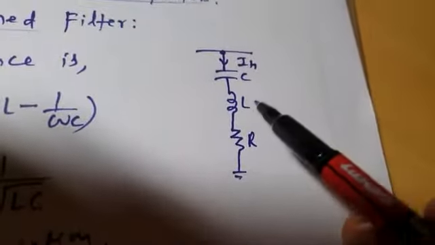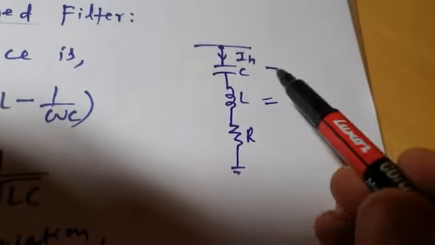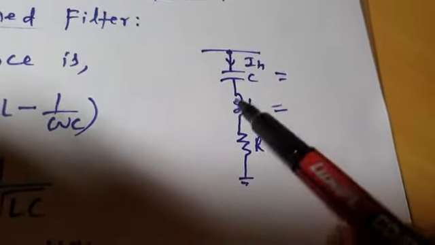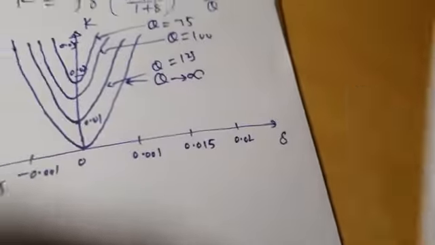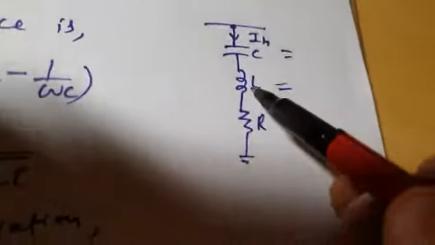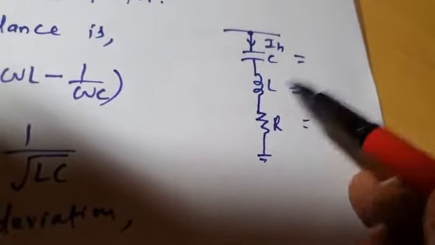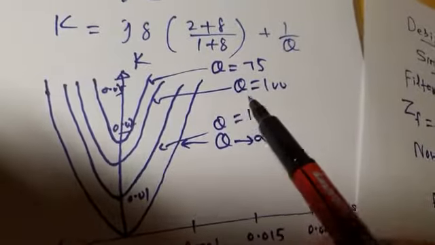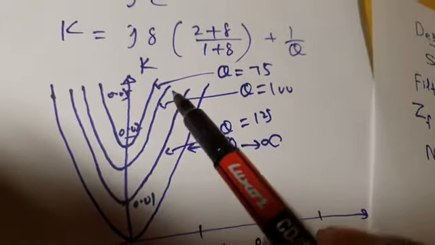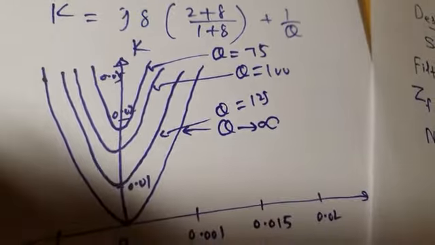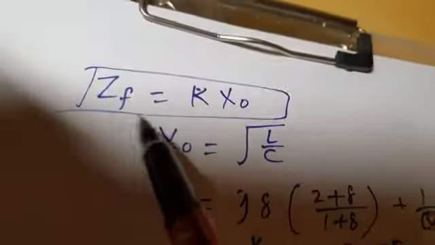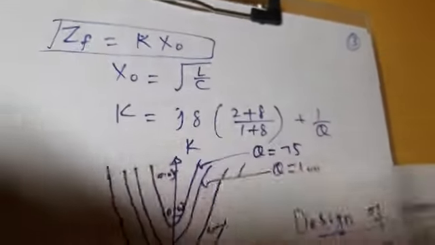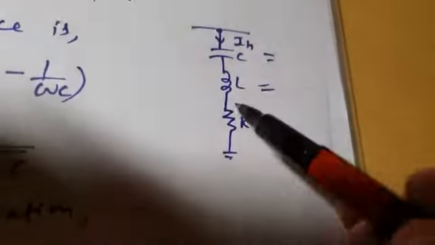In a single tuned filter, the main thing is that you must know L, you must know C, you must know R. You choose a filter inductance of a particular quality factor. Say quality factor is 100, then this is the variation of K with delta for 100. You know that. So from that, you can substitute it in this equation. You can find the filter impedance, K into X naught.